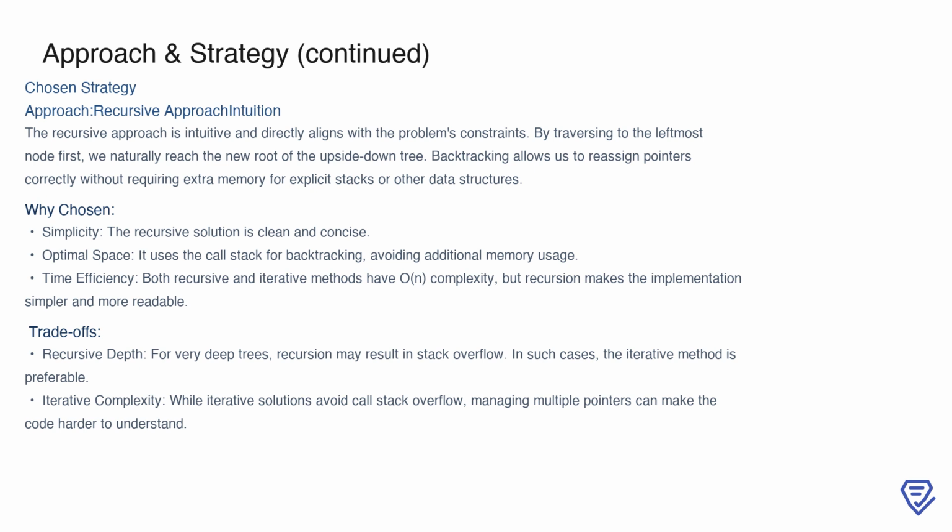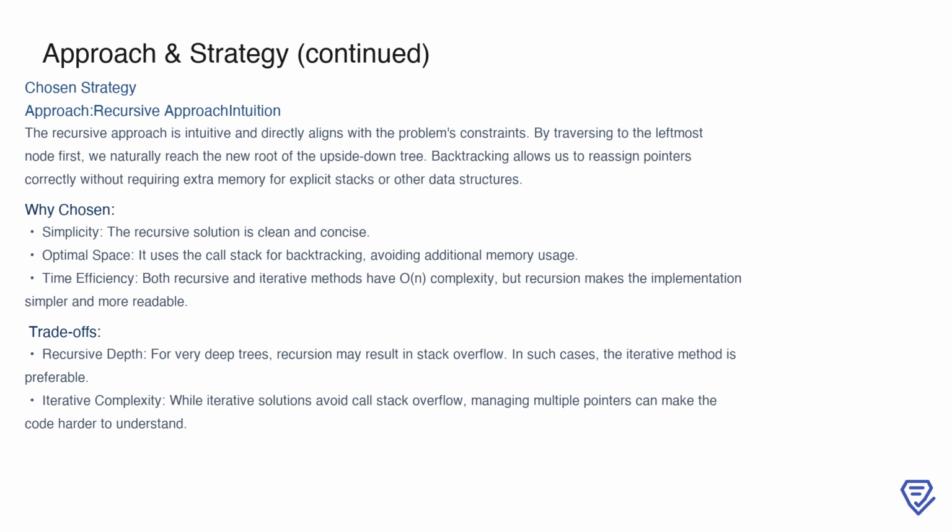The recursive approach was chosen as the preferred strategy due to its simplicity and alignment with the problem's constraints. This method intuitively mirrors the structure of the problem. By traversing to the leftmost node first, we naturally identify the new root of the upside-down tree. During the backtracking phase, the necessary pointer adjustments are made without requiring extra memory for explicit stacks or other data structures. The decision to favor this approach stems from its clean and concise implementation, which is easy to understand and debug. Additionally, it achieves optimal space efficiency by relying on the call stack for backtracking.